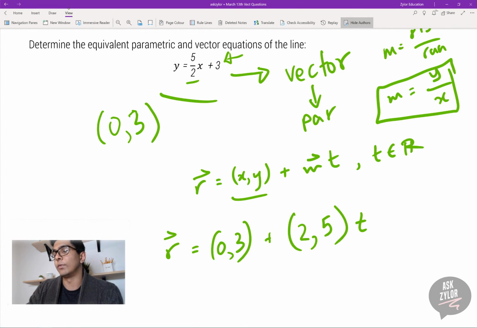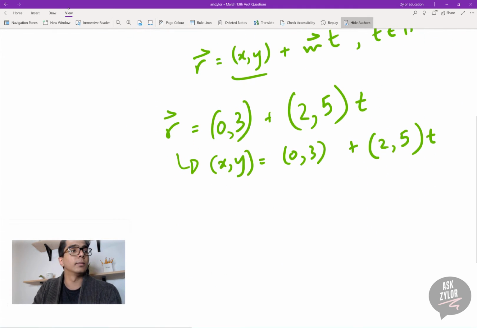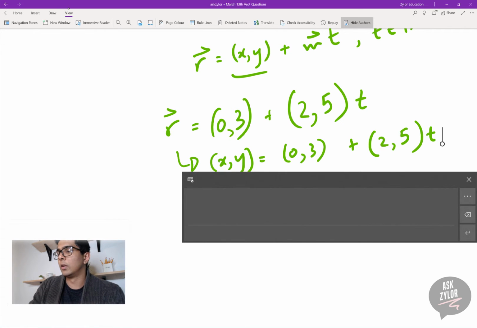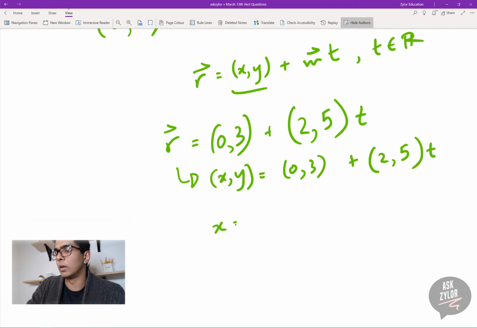So once again, we need to find my parametric equation. I need to replace my r with x and y, so that's equal to (0, 3) plus (2, 5) times t. What I'm going to do is add up all my x values. So I have x equals 0 plus 2t. So x is equal to 2t and y is equal to 3 plus 5t.